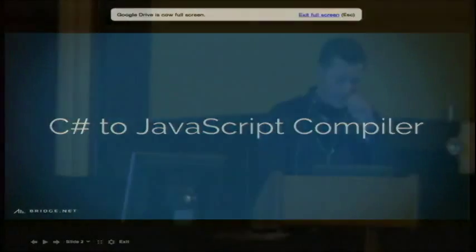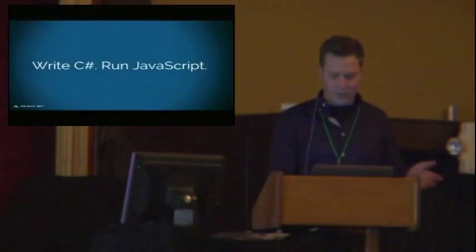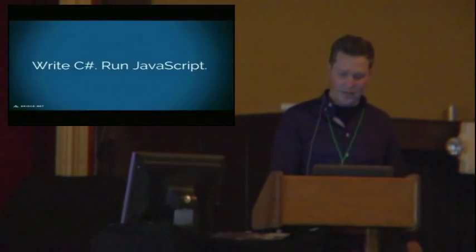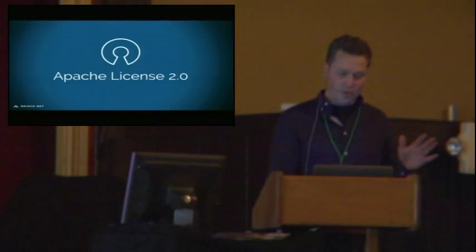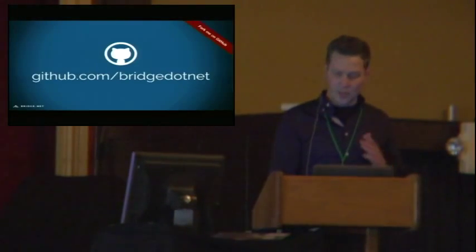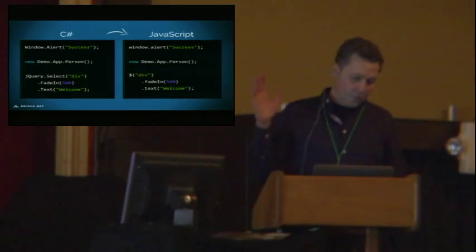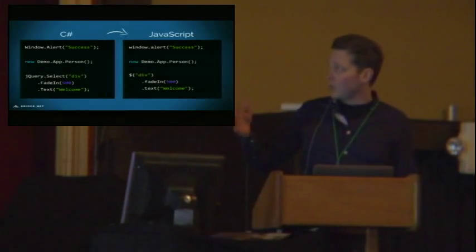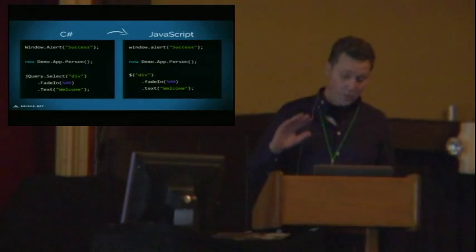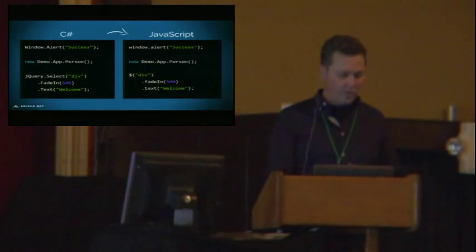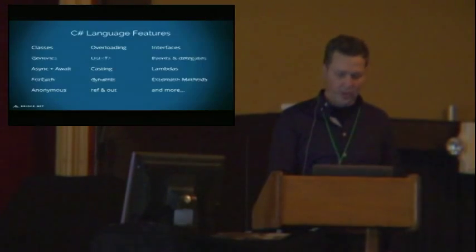Bridge is a C# to JavaScript compiler. We take in C# that you write in Visual Studio, and we convert and compile it into JavaScript. It's fully open source under the Apache 2 license. We're on GitHub, taking pull requests. We take in the C#, so you get first-class objects in C#, and we do the conversion into JavaScript, basically handwritten code.